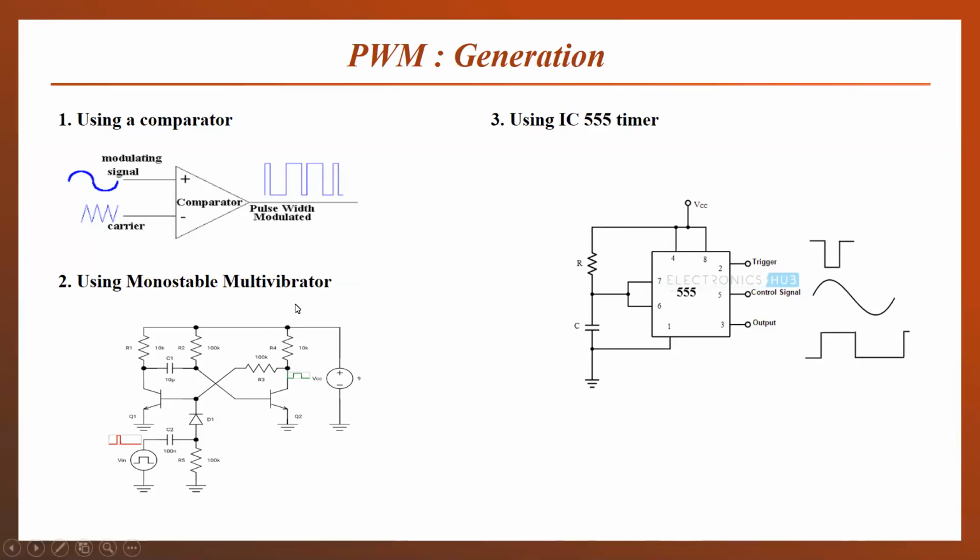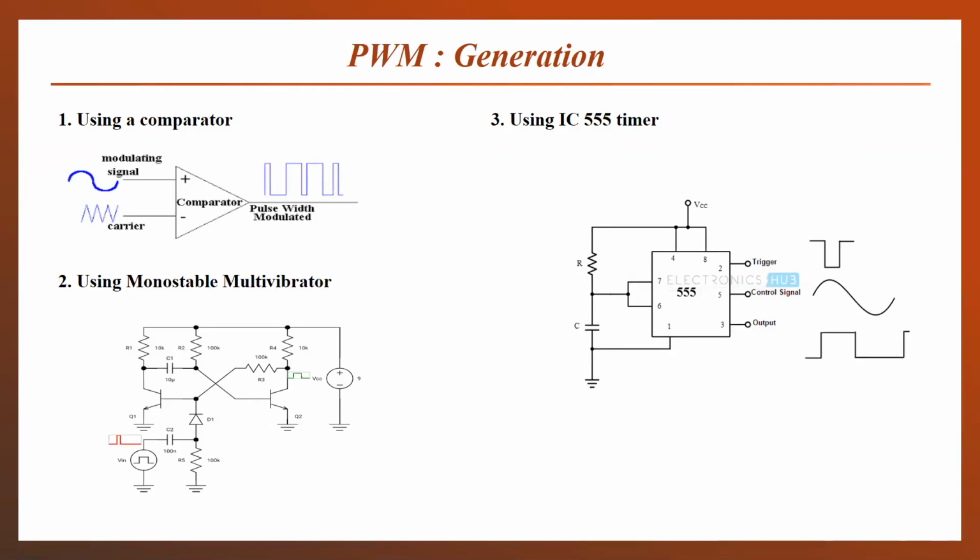Second one is using a monostable multivibrator. Till now, you may have learned about this term monostable multivibrator, or will learn it in future in your analog subject. But a monostable multivibrator is a circuit which has only one stable state, either 0 or 1. And when we trigger it with an external triggering signal, it will go into an unstable state.